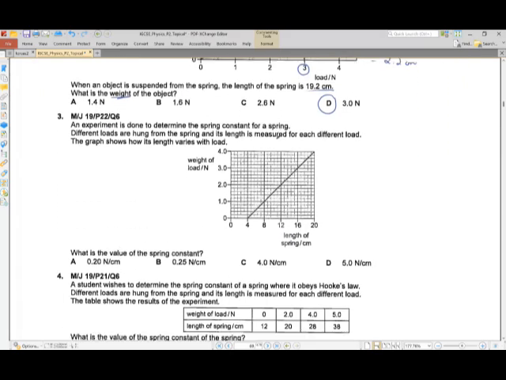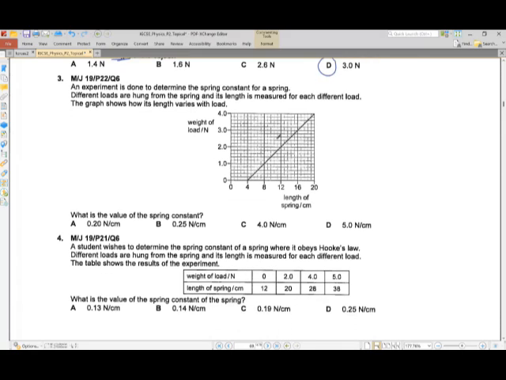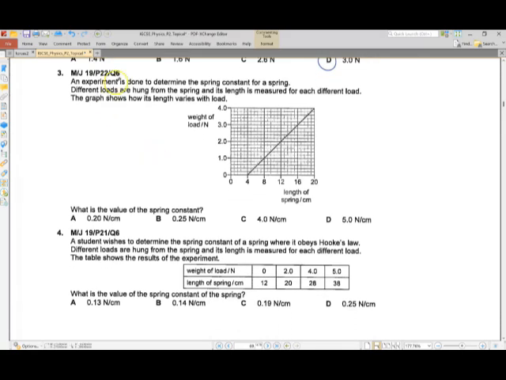Okay. Now question number 3. An experiment is done to determine the spring constant for the spring. Different loads are hung from the spring and its length is measured for each different load. The graph shows how its length varies with load. What is the value of the spring constant?